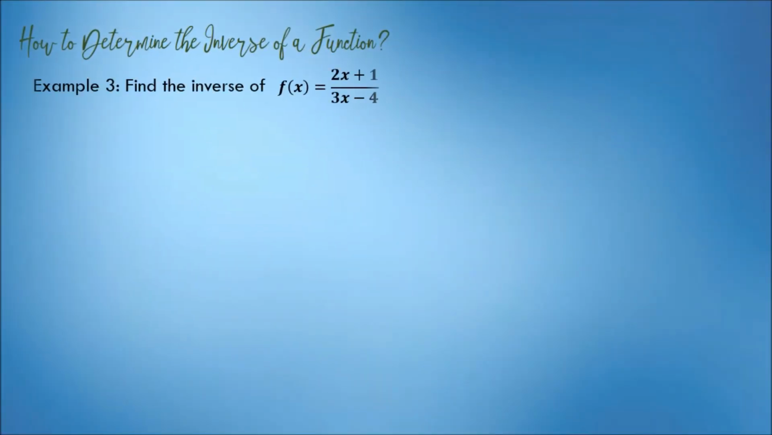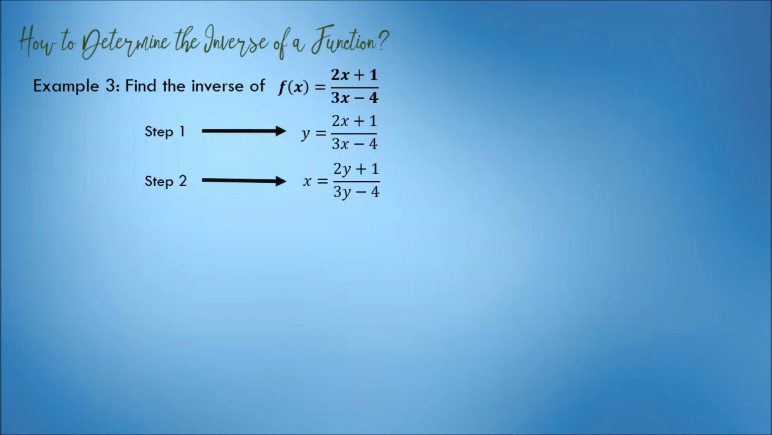Example number 3. Find the inverse of this function. F of x is equal to 2x plus 1 all over 3x minus 4. Step number 1. Write the function in the form of y is equal to f of x. Replace f of x by y. This will be y is equal to 2x plus 1 all over 3x minus 4. Step number 2. Interchange the x and y variables. This will be x is equal to 2y plus 1 all over 3y minus 4.